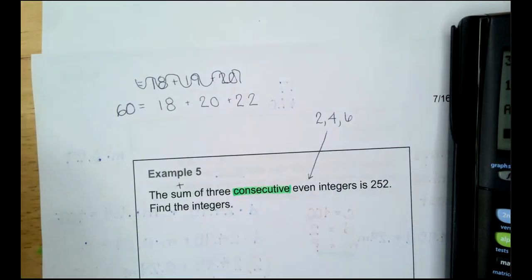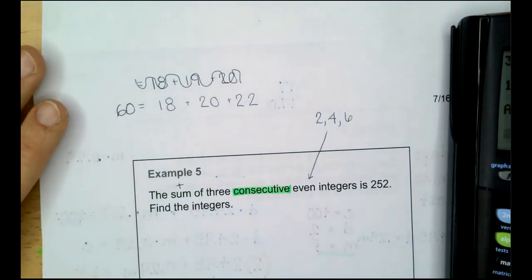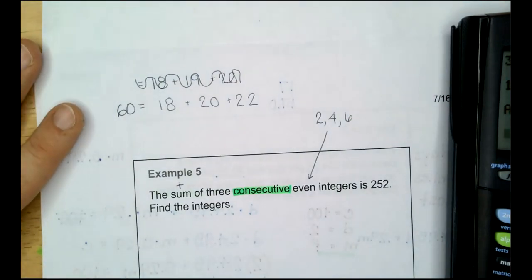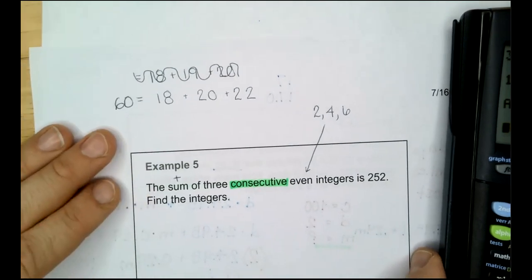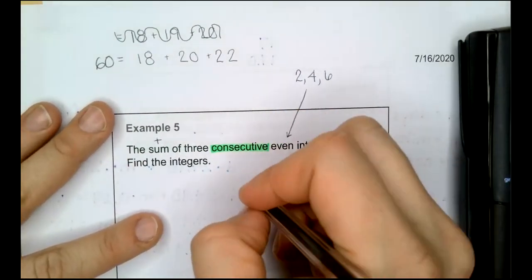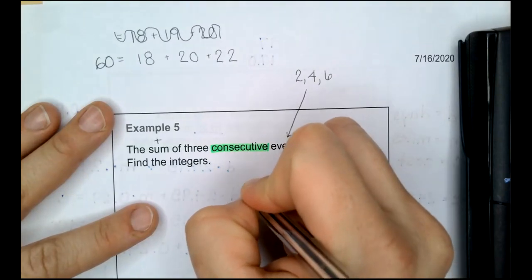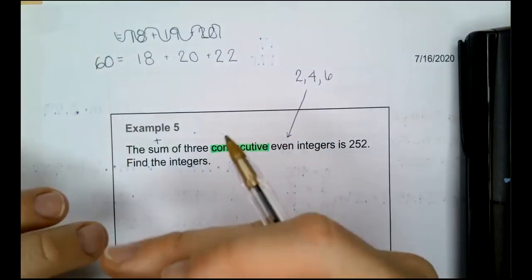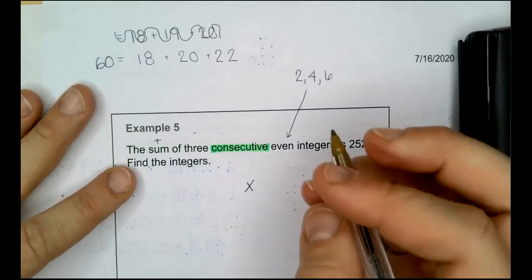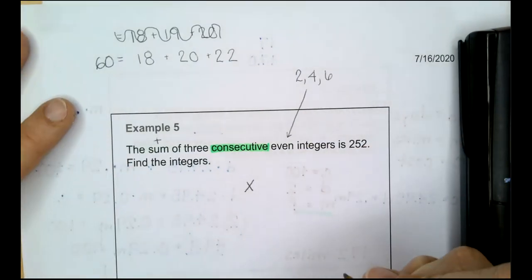But don't worry, we don't need to just guess. What we want to do is just come up with one of them, right? One of those numbers is going to be the number x, the number we're talking about that we don't know yet. What is the next consecutive even integer?